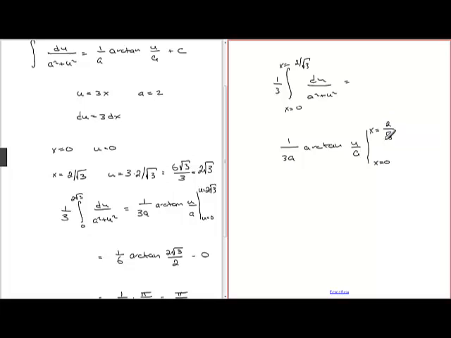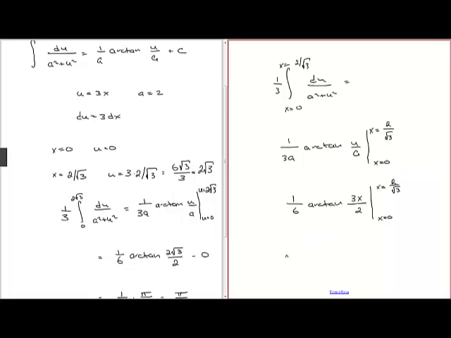When we substitute u back in, u is 3x and a is 2, so we'd have 1/6 the arctangent of 3x over 2. And now we have the limits match the variables.